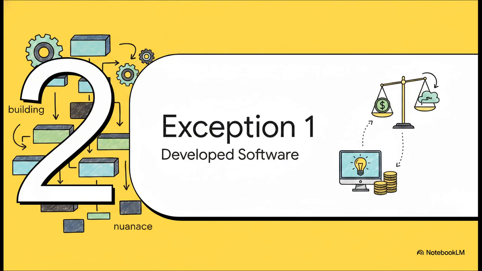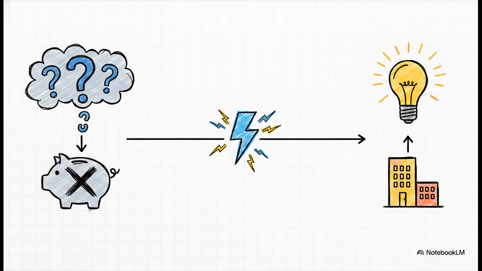All right, so we've got our default rule. When in doubt, expense it. Now let's talk about where things get a little more interesting. Our first big exception to the rule: internally developed software. See, with software, GAAP basically says, okay, at a certain point, a project stops being a total long shot and starts looking like a sure thing.